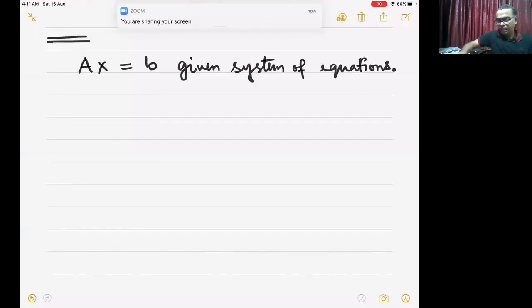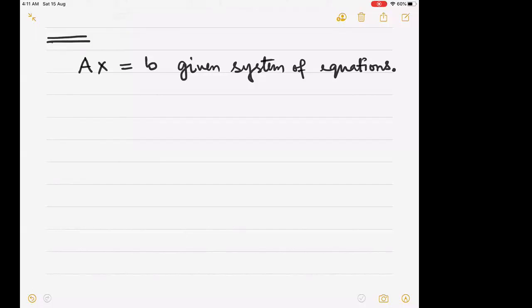So Ax equal to B is a given system of equations. I would like to solve Ax equal to B by converting it into an equivalent system, which is also easy to solve. How do I do that?